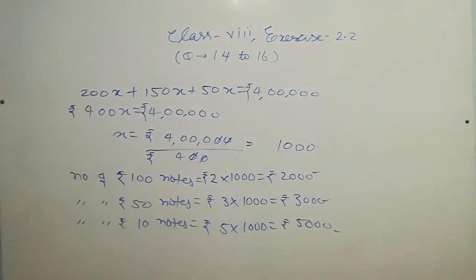So it is question number 14 of exercise 2.2. Rupees 100, there are 2000 notes. Rupees 50, 3000 notes, and rupees 10, there are 5000 notes. So students, this is the answer of 14th question.